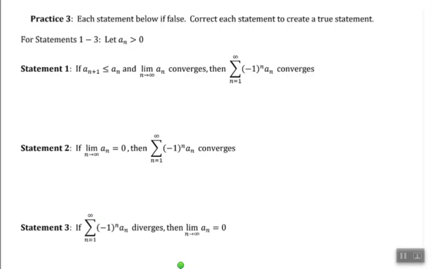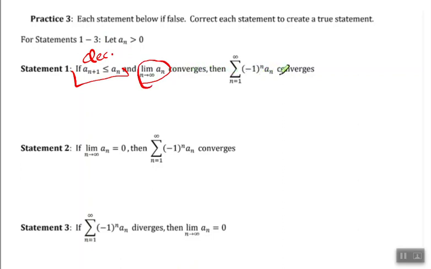So each statement below is false. Correct the statement. And this is in, like I said, AP Central 10.7, the supplementary materials. So what is this statement saying? Well, that's saying that it's decreasing, and the limit is 0, converges.